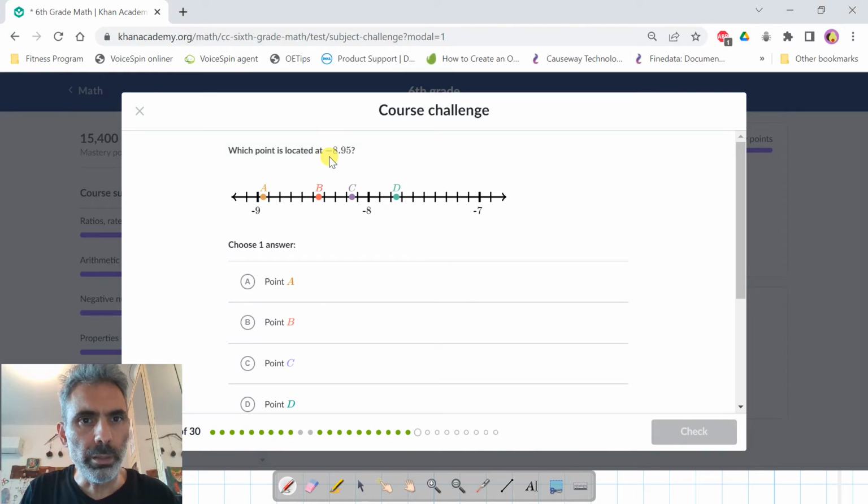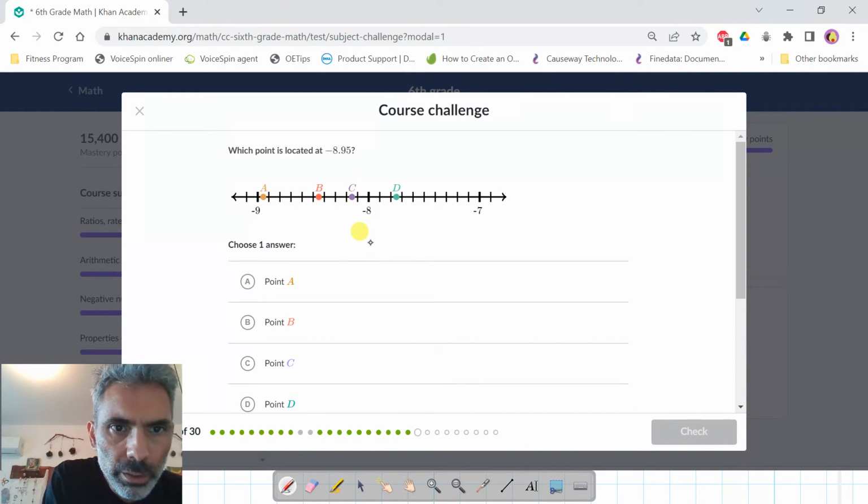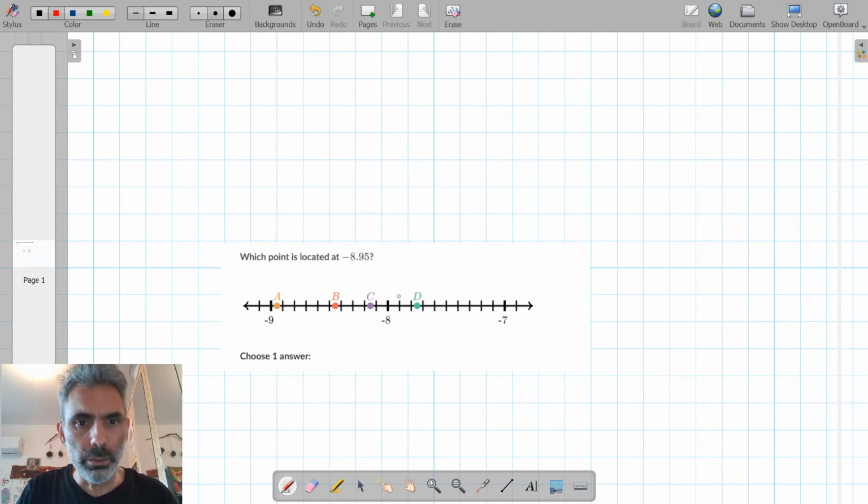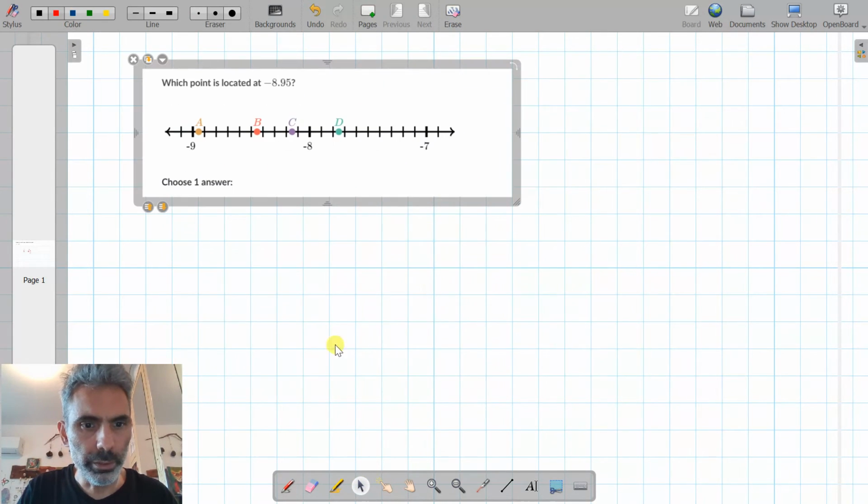Which point is located at minus 8.95? Okay, so this is minus 9. So obviously A is closest to 9. So A is the point. And it is to the right of 9. Okay, so each hash mark is 1/10. Let me copy this to the board so I can write or draw on the screenshot.